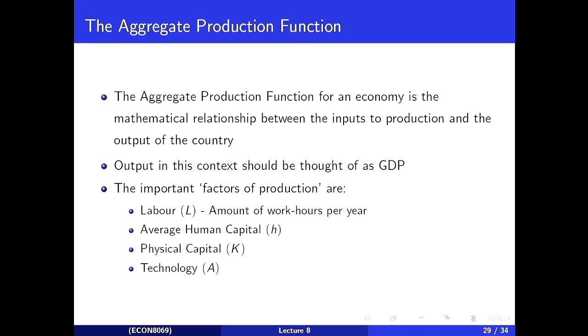Our important factors of production, as always, are going to be labour, amount of work hours, average human capital, which we're going to use lowercase h to denote the average level of human capital in our society, physical capital, which is going to be K for capital, partly because C is consumption, but also partly because the letters are decided by the Germans, and the Germans use K for the word capital. And technology is going to be given by the letter A for reasons I do not know.